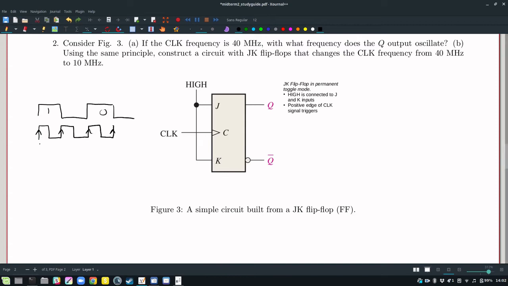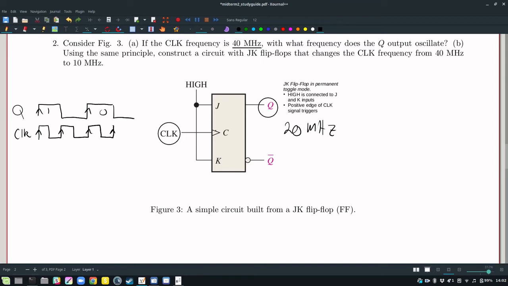So if you count the number of rising edges, 1, 2, 3, 4, and you count the number of rising edges for the Q output, this is 1, 2, this is Q, this is clock. So it looks like it's half the frequency. And so if we start with 40 megahertz, that's for the clock signal, with what frequency does the Q output oscillate? That should be 20 megahertz.